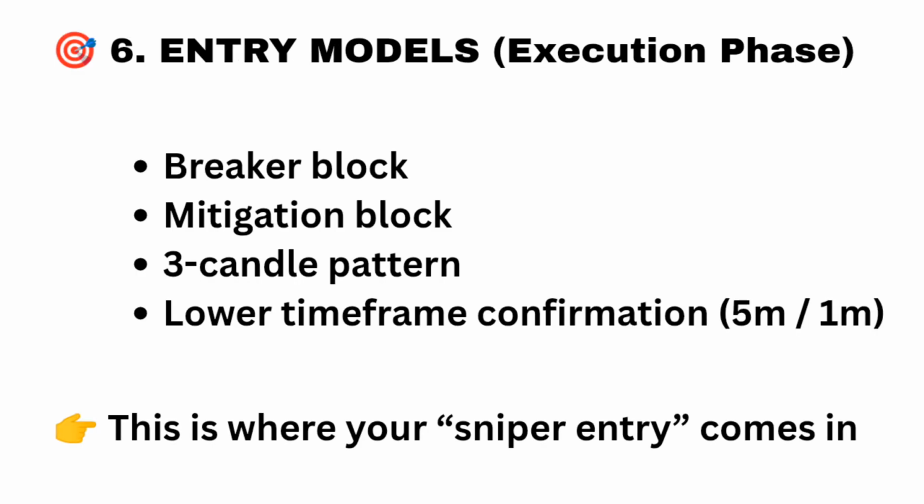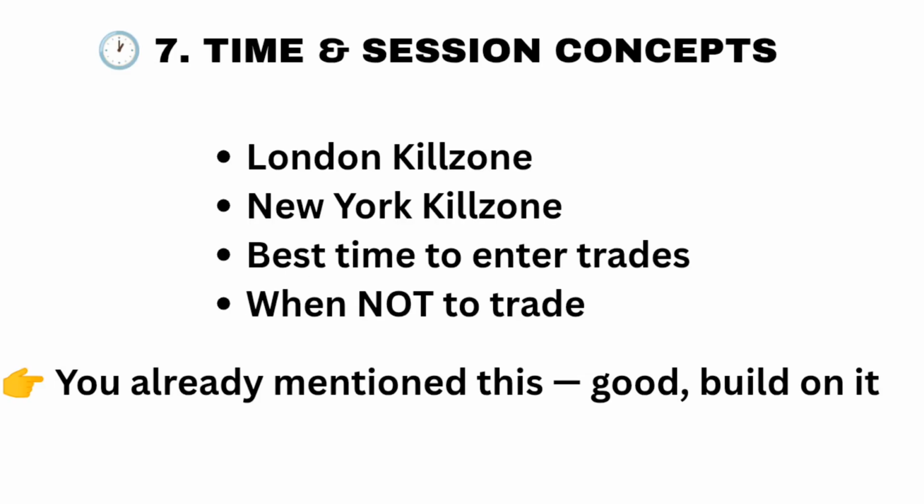So now we'll be talking about entry models, the execution phase. Here we'll be breaking down the breaker block, mitigation block, three candle pattern, and lower time frame confirmation, like the 5 minute and 15 minute time frame confirmation. This is where you can catch your sniper entry. Anything about sniper entries comes down to entry models. If you have a very perfect entry model and a very perfect entry confirmation, you can be catching sniper entries like a pro. Do you understand?